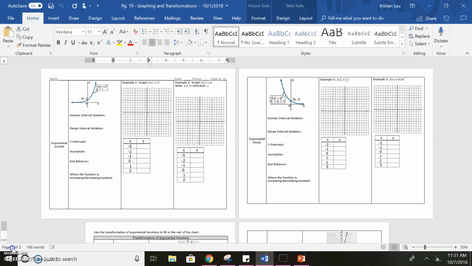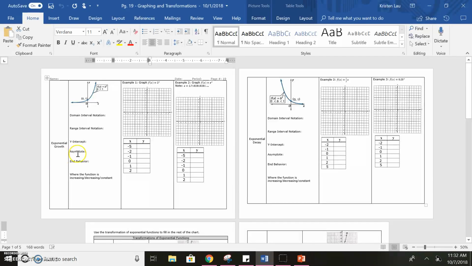So on Friday, we were supposed to start a new unit, and this unit is going to be all about exponentials and log functions. There's two types of exponential functions. There's exponential growth, that means your graph is increasing, or exponential decay, meaning your graph is decreasing.